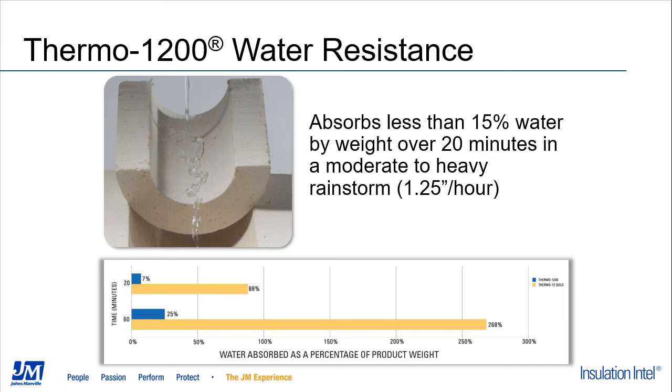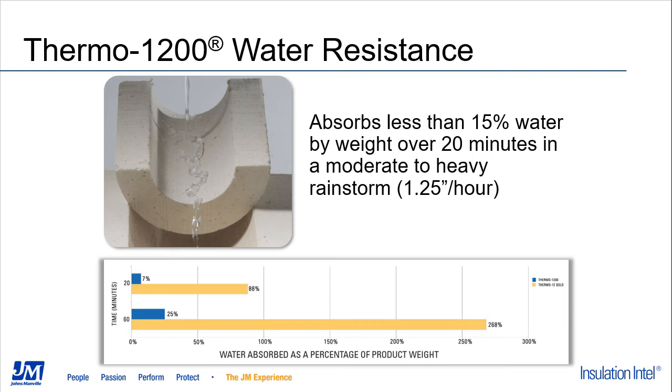Touch a little bit more on the water resistant feature of the product. It is designed to absorb less than 15% of its weight in water over a 20-minute exposure to what we consider a heavy rainstorm, and that is defined as approximately a 1 1/4 inch per hour rainfall. The primary focus of the water-resistant feature of our calcium silicate is to benefit the contractors during installation, buy them time in the event of a rainstorm that comes through while they're doing the installation and don't have the outer jacketing installed yet.